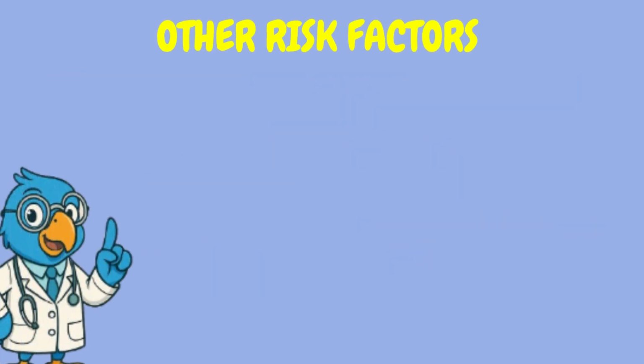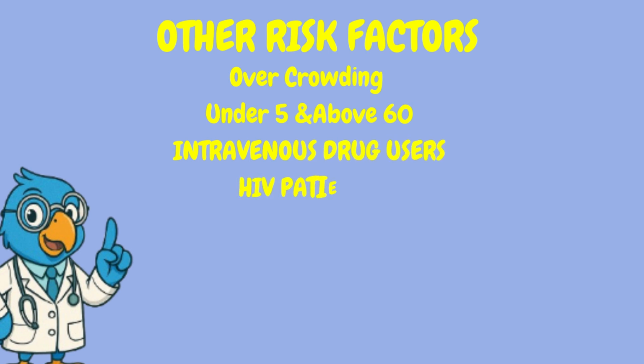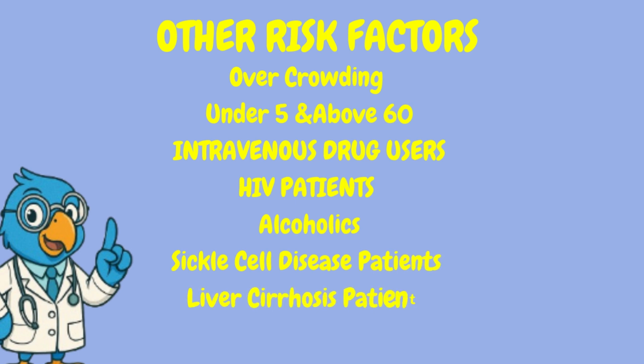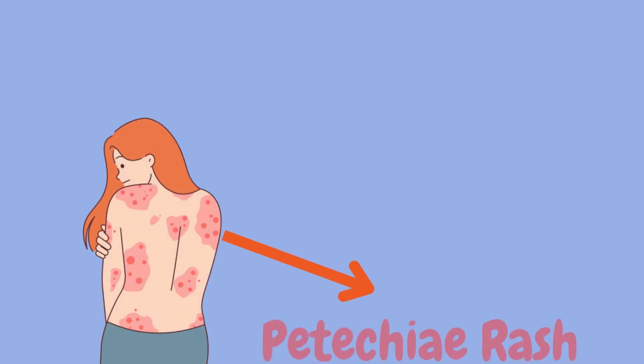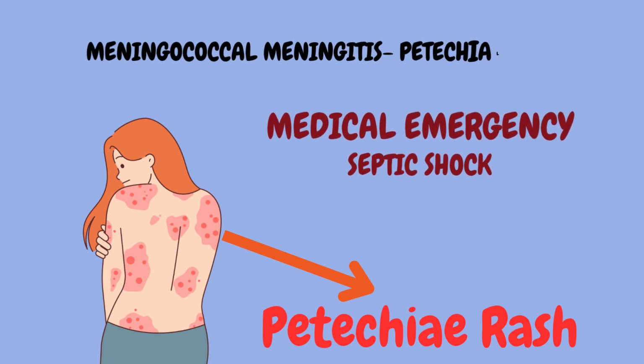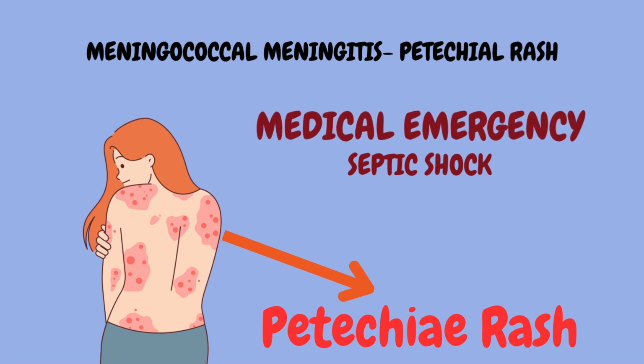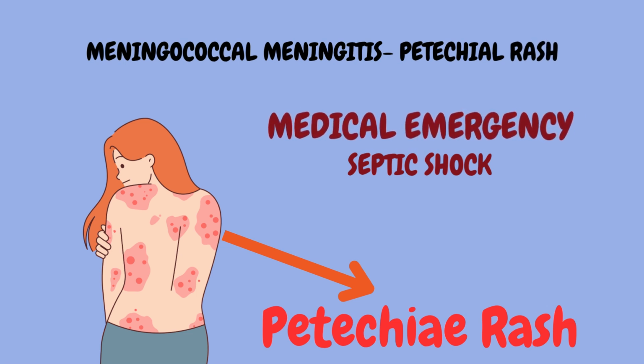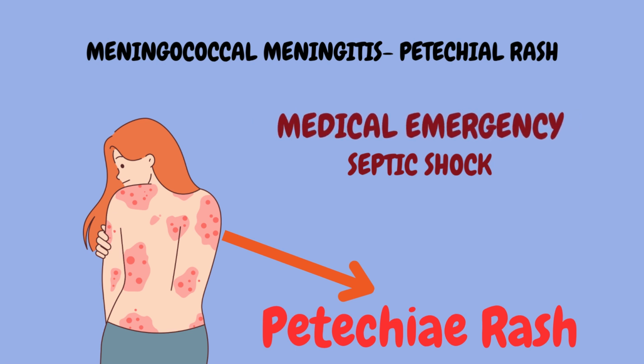Others at risk of bacterial meningitis are those in crowded areas, the young below 5, the elderly above 60, IV drug users, HIV patients, alcoholics, sickle cell disease patients, liver cirrhosis patients, and those with ventriculoperitoneal shunts. Certain symptoms are also indicative of their cause, such as petechial rash, which indicates meningococcal meningitis and is caused by Neisseria meningitidis. Meningococcal meningitis is a severe life-threatening form of meningitis with a 50% fatality rate in untreated cases.